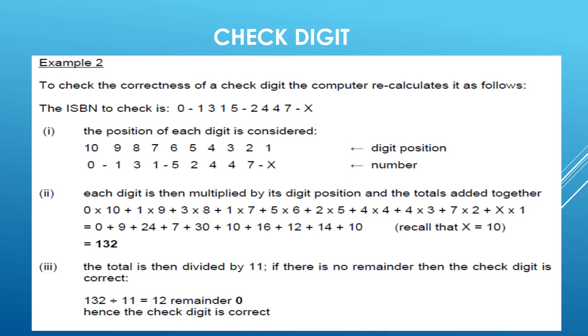In step 3, the total is then divided by 11. If there is no remainder, then the check digit is correct. So 132 will be divided by 11. We got 12 in quotient and the remainder is 0. When we get remainder 0, it means that the check digit is correct. This is how you can prevent your data from possible errors like transcription error, transposition error, or transmission error.